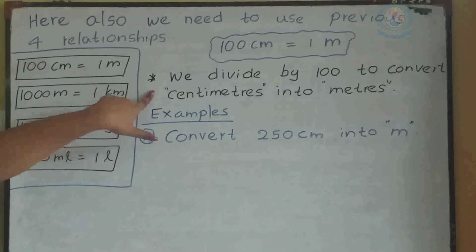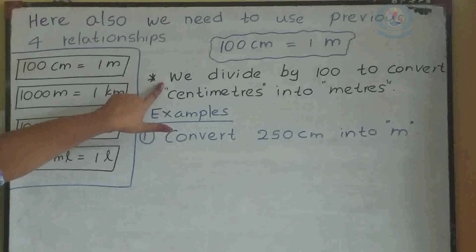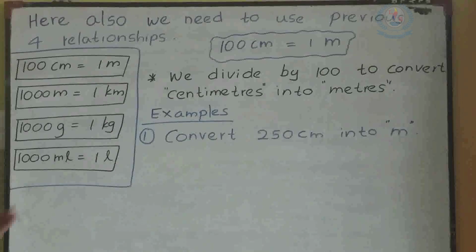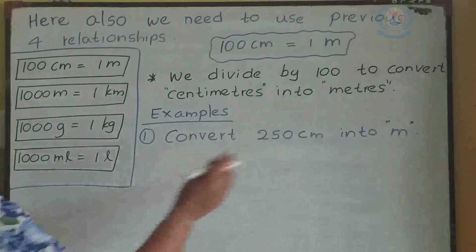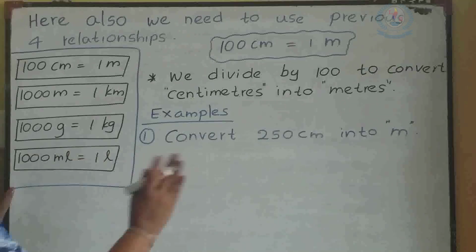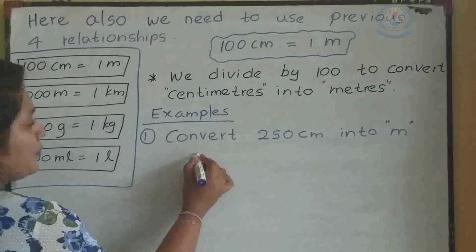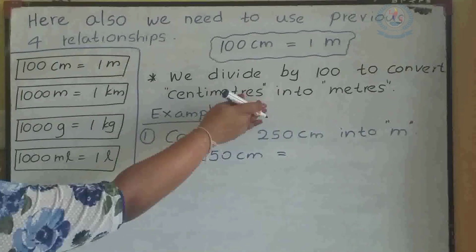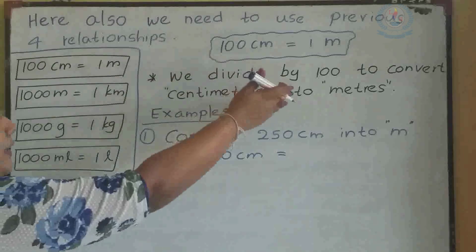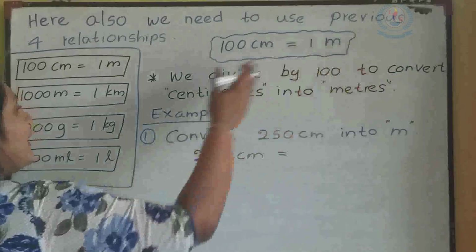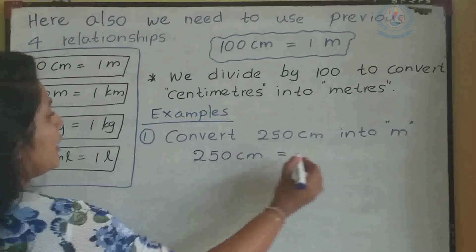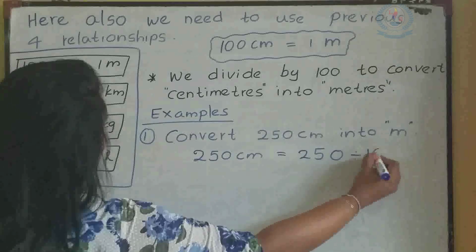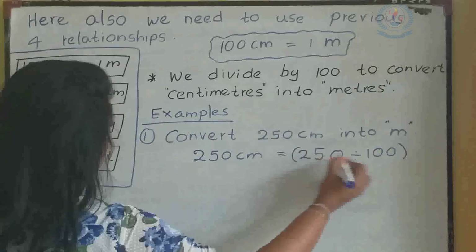Here we have centimeters and meters. We divide by 100 to convert centimeters into meters. First example, convert 250 centimeters into meters. How to convert these 250 centimeters into meters? In this condition, we have to divide the value by 100 to convert centimeters to meters. The value is 250. That means 250 should be divided by 100 to get the meters value.